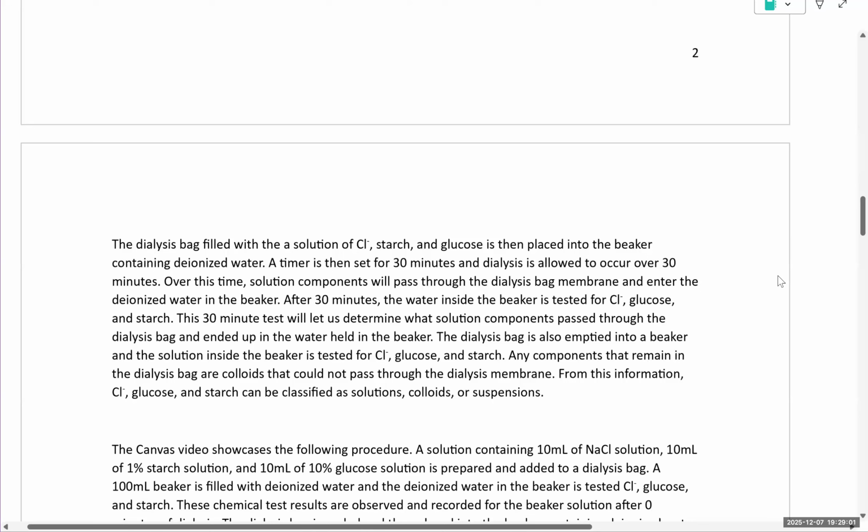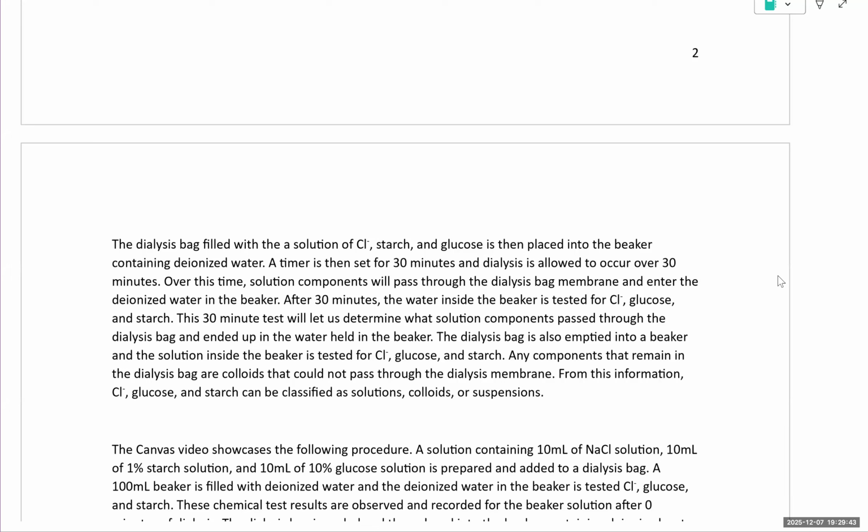Now, the dialysis bag is going to be filled with the chloride, starch, and glucose solution, and we're going to place that sealed dialysis bag into the beaker containing deionized water. We're then going to set a timer for 30 minutes, and dialysis is going to be allowed to occur over 30 minutes. Over this time, the solution components will pass through the dialysis bag membrane and enter the deionized water in the beaker. After 30 minutes, we're going to test the water inside the beaker for chloride, glucose, and starch. This 30-minute test will let us determine what solution components passed through the dialysis bag and ended up in the water that's held in the beaker.